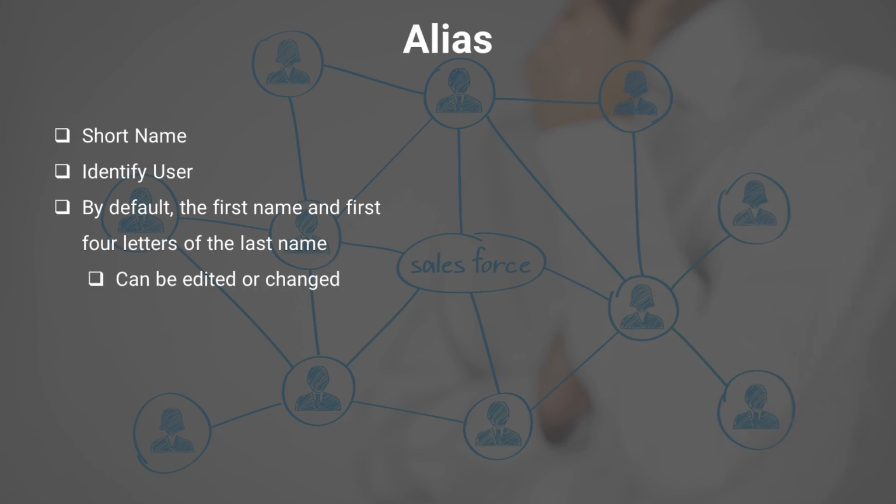Alias. An alias is a short name to identify the user on list pages, reports, or other places where their entire name doesn't fit. By default, the alias is the first letter of the user's first name and the first 4 letters of their last name. However, the alias can be changed or edited to however the user would like their name displayed.